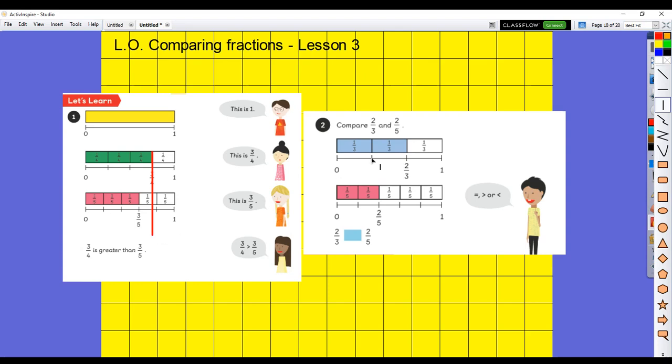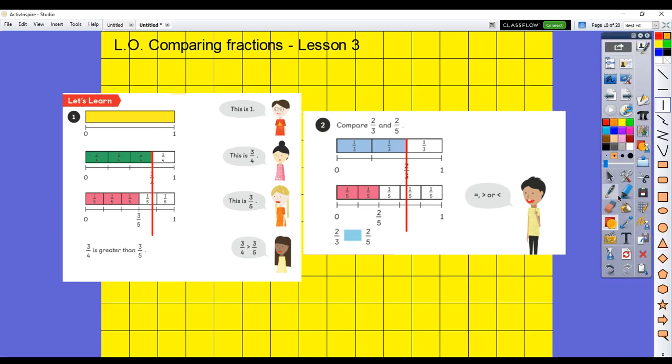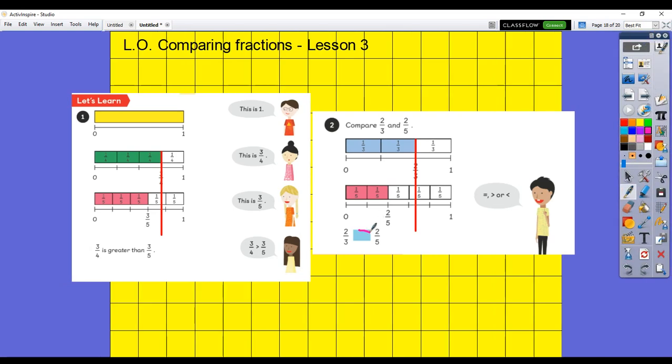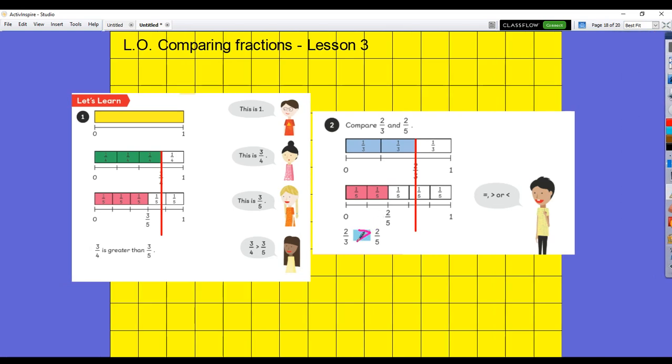Now we need to compare over here 2/3 and 2/5. So our whole has been split from thirds into fifths. Which is bigger? Which is greater? 2/3, let's get our ruler, or 2/5? Well, we can see 2/3 is greater than 2/5.